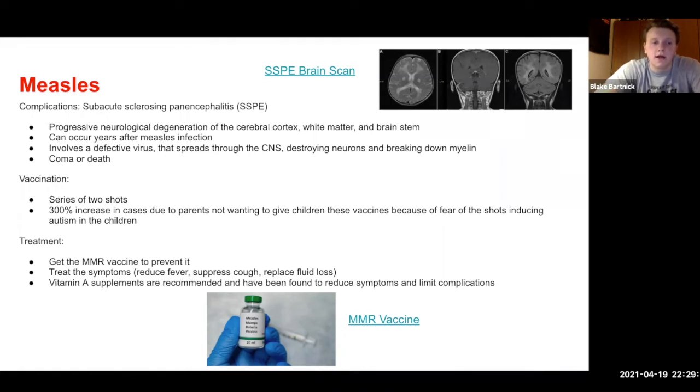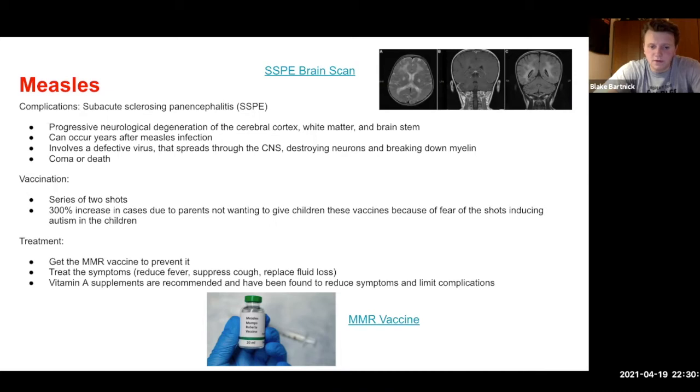And recently, there's been a 300% increase in cases due to patients not wanting to give their children these vaccinations because of the fear that the shots cause autism in children. These are unfounded, and there's no data supporting this. But regardless of that, they have caused an increase in cases in the past few years.